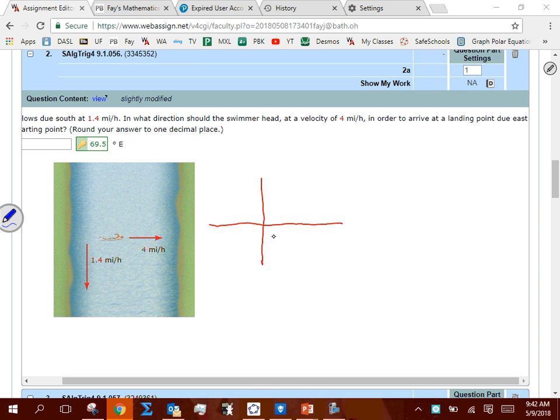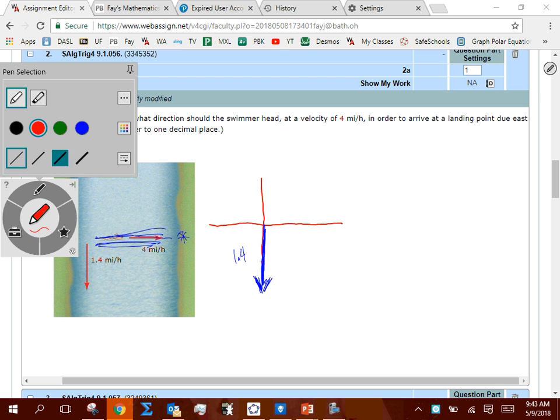If the current is taking you that way, that's 1.4 miles per hour, okay? Now think about what we're actually trying to come up with here. When I swim straight, when I want to get to right here, that path right there is actually the resultant, okay?